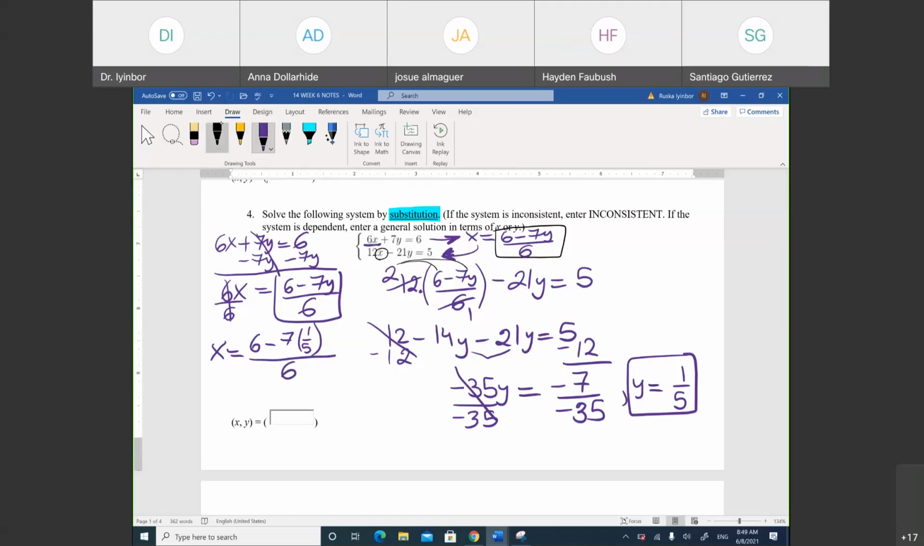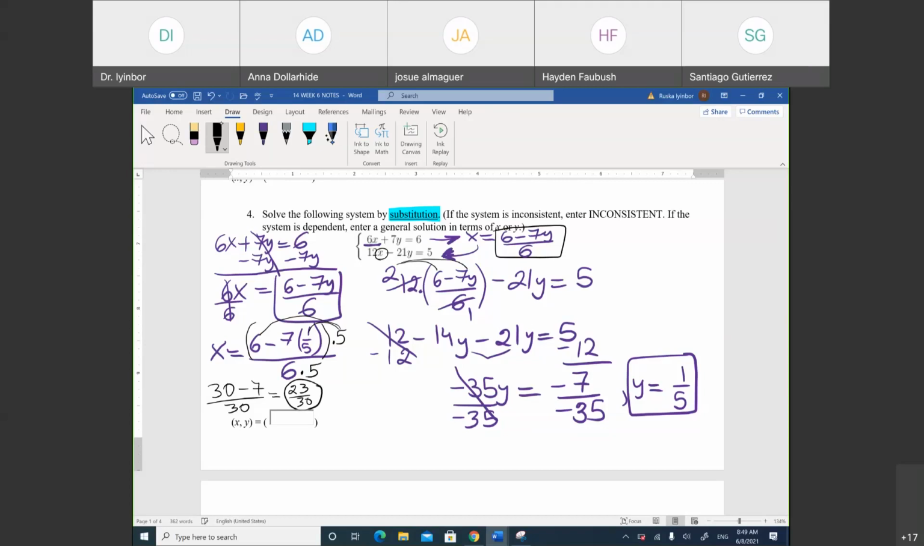I can multiply up and down by 5 to cancel the fraction. So multiply by 5, and that's going to cancel this fraction. So 6 times 5 is 30, minus 7 over 30. Because when I multiply 1/5 times 5, they cancel, so just 7 is left. And 30 minus 7 is 23 over 30. So this is my x.